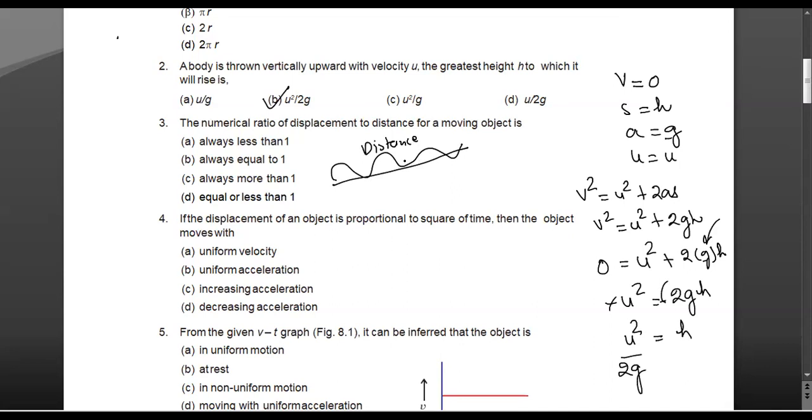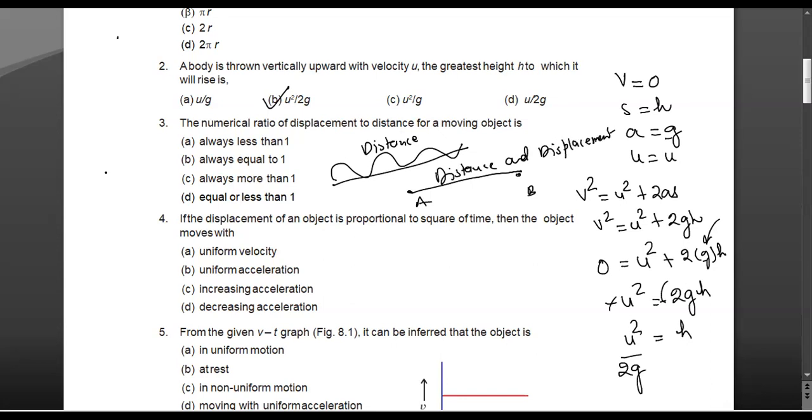Distance is always greater, but that cannot always be considered, because if our object is moving in a straight line from position A to position B, then its distance and displacement will be the same.